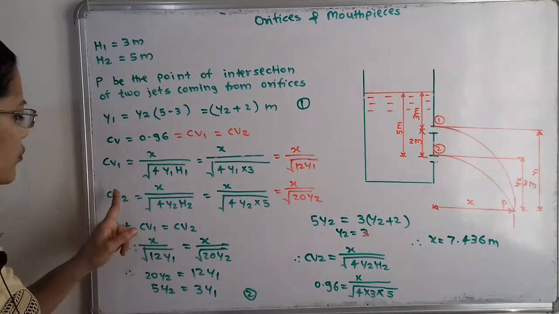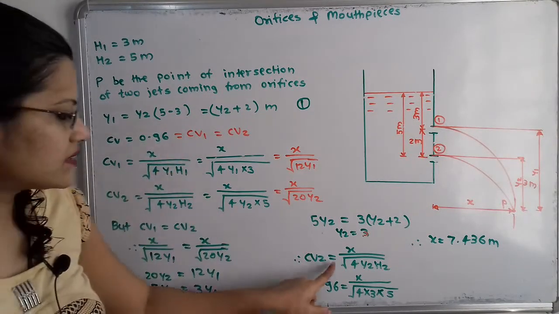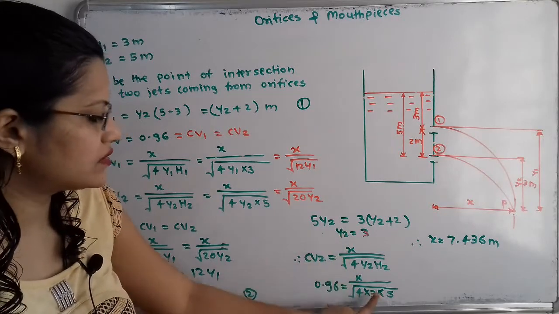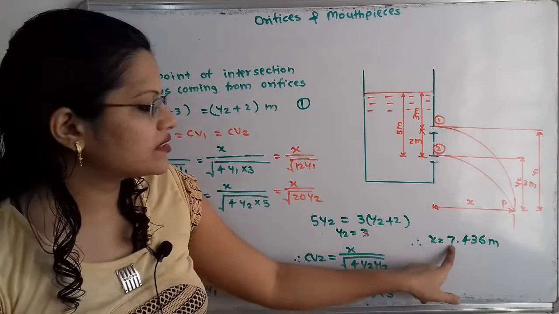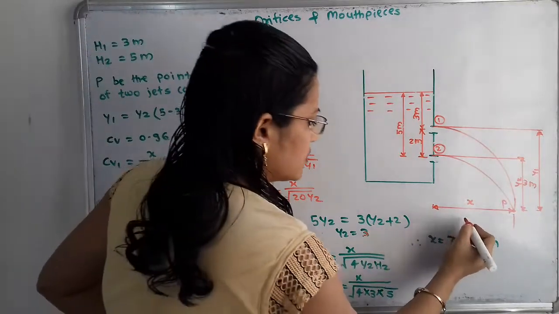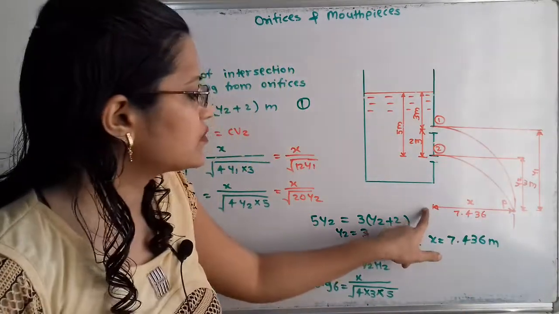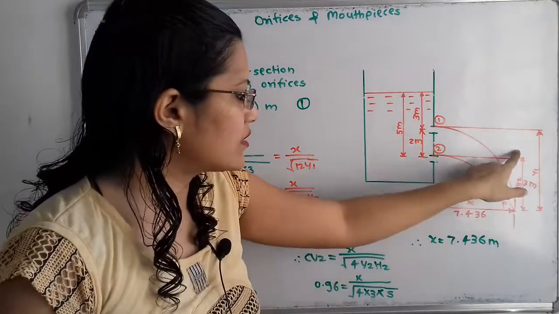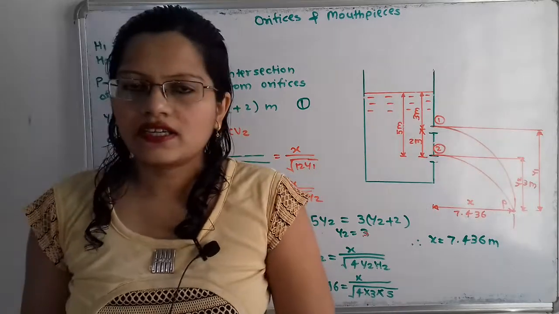Again we put the value of CV2, that is 0.96 is equal to x divided by the square root of 4 into y2, that is 3, into 5. When we solve this, we get x is equal to 7.436. So I will write here 7.436 meters. This is the horizontal distance from the vertical line and this is the vertical distance. So the exact location of point P is determined.